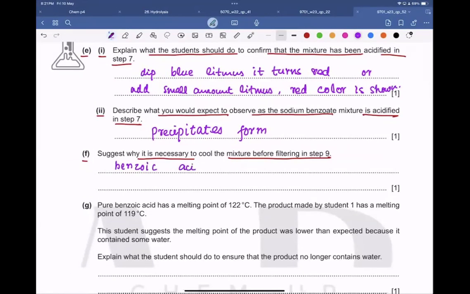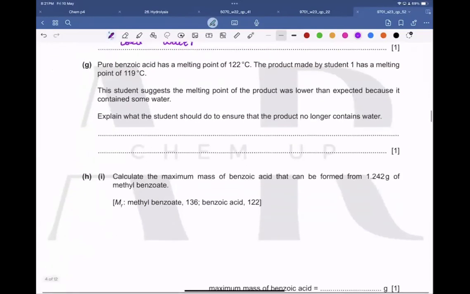So benzoic acid is less soluble in cold water. Okay, now pure benzoic acid has a melting point of 122 degrees Celsius.